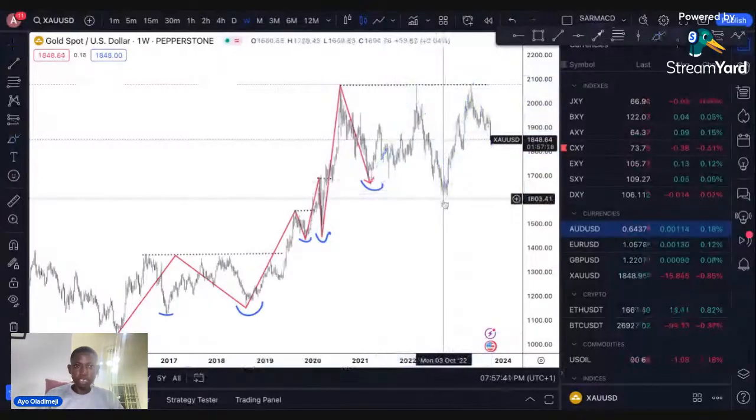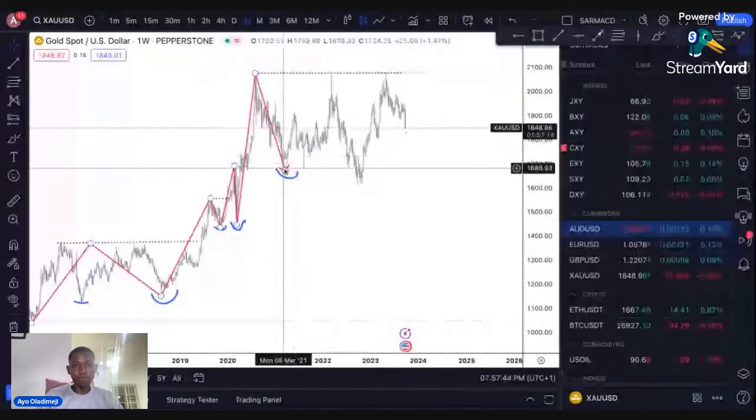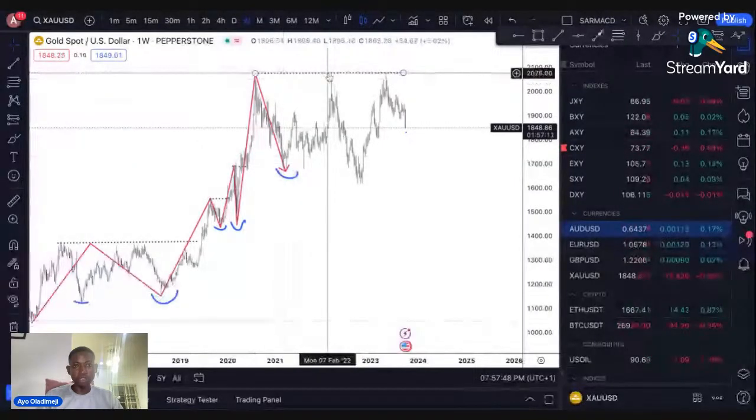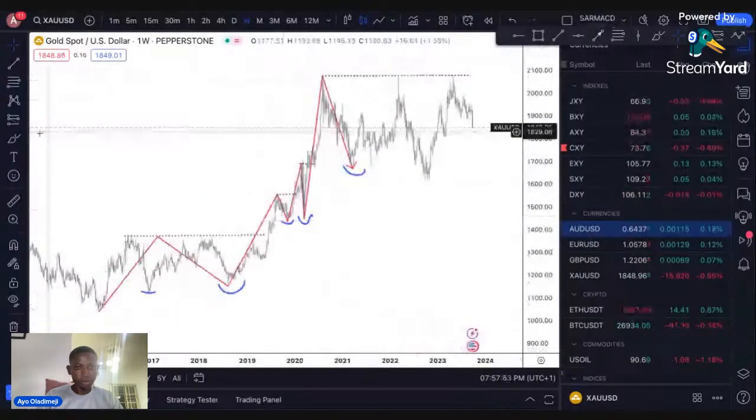Why? Because after this low was created, we expect it to break above this higher high to give us a new higher high, right? So let me quickly do that. This higher high series.